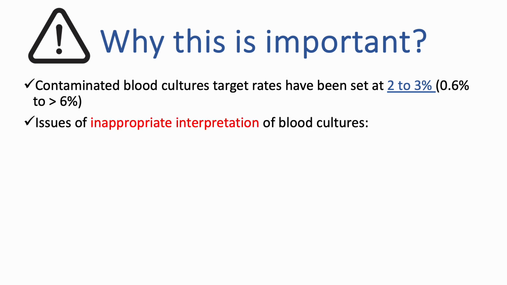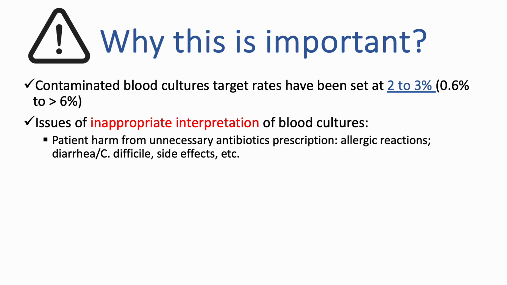Now, the issues of inappropriate interpretation of blood cultures are many, including, for example, patient harm from unnecessary antibiotic prescription. So if you assume that these blood cultures show true bacteremia, of course, it's a serious diagnosis. You want to start IV antibiotics. And these antibiotics, of course, come with side effects. Allergic reactions can happen. The patient may have diarrhea. Even worse, they can have Clostridioides difficile, or any other side effects of the antibiotic that you started unnecessarily if it's not a true bacteremia.